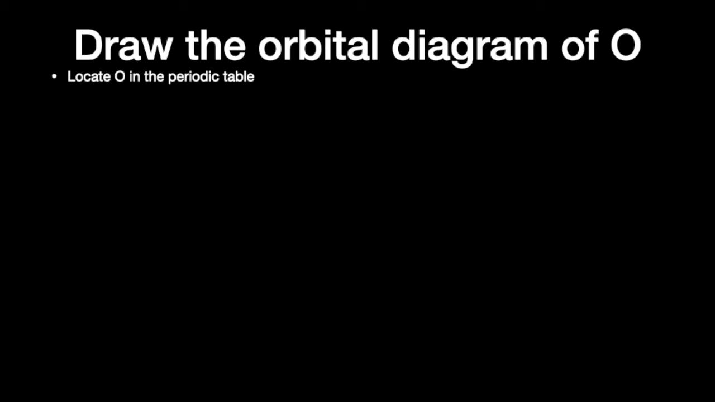diagram for oxygen. So of course you want to locate oxygen in the periodic table. You want to find out how many electrons it has, and you want to build up the electron configuration. Okay, you've watched my previous videos, or you already know how to do that. The electron configuration is 1s2, 2s2, and 2p4.